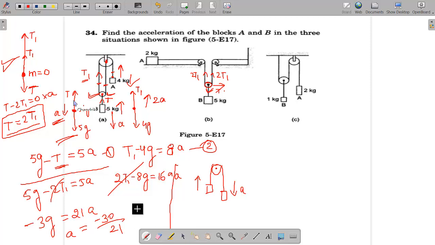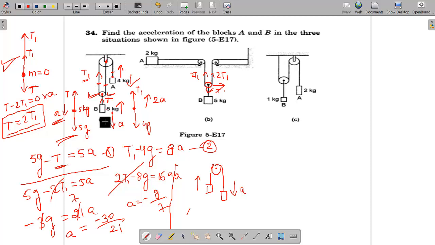Okay. Yeah, one second. It is in terms of g, no? So that's correct, right? So this is 3 by 7. So acceleration is equal to minus g by 7. Okay? Minus g by 7 acceleration. So what is the answer given? Minus g by 7. G by 7 upwards and 2g by 7.